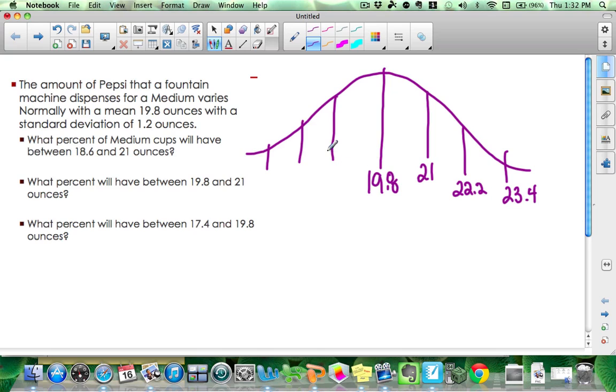Going to the left, if I subtract 1 standard deviation, I'm at 18.6. If I subtract another, I'm at 17.4. And if I subtract another, I'm at 16.2.